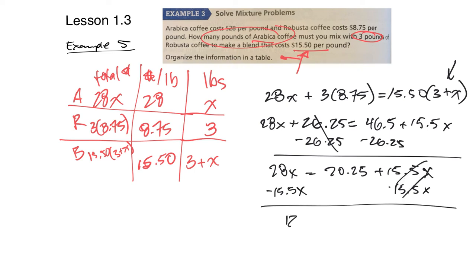It's going to give me 12.5x equals 20.25. And I'm going to divide both sides by 12.5. I feel like I did the math wrong here. Okay, and then I get x equals, did I do something? Maybe I made a mistake. What's 3 times 8.75? Nope, everything's right. 20.25 divided by 12.5 equals 1.62 pounds.